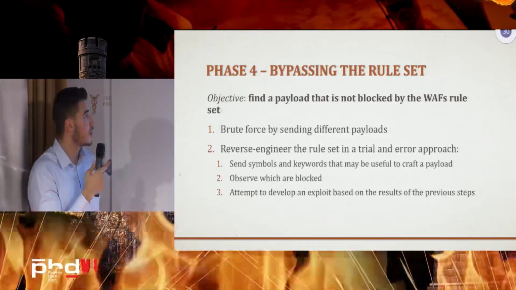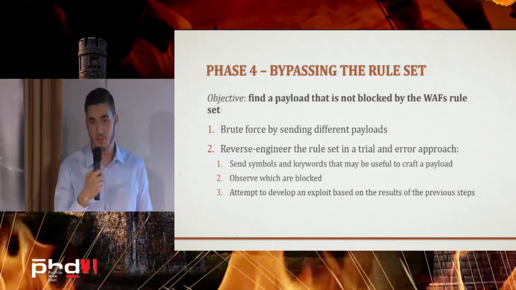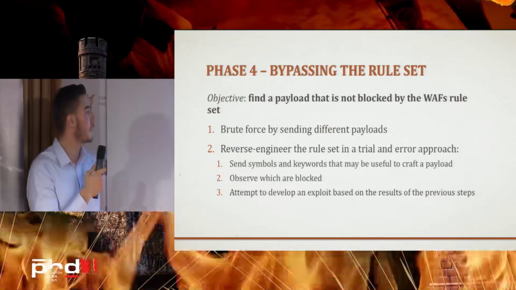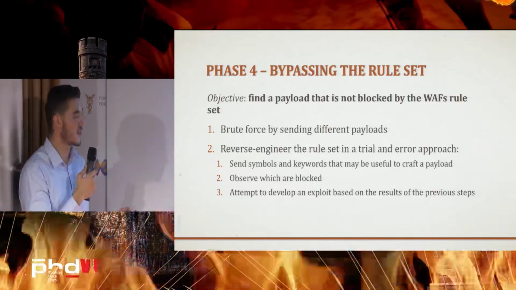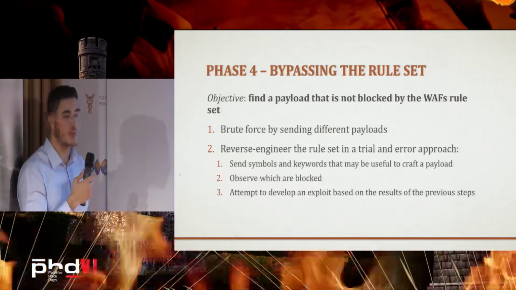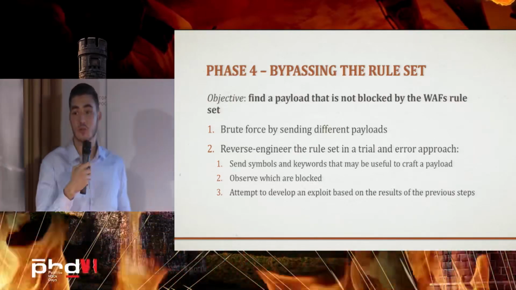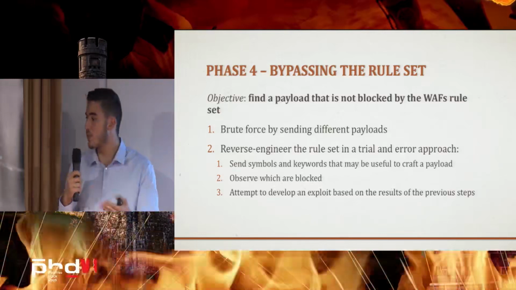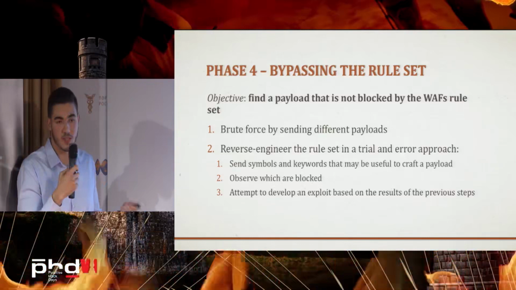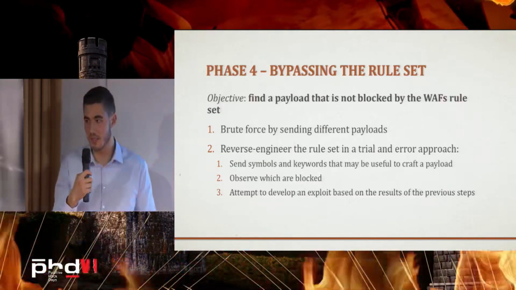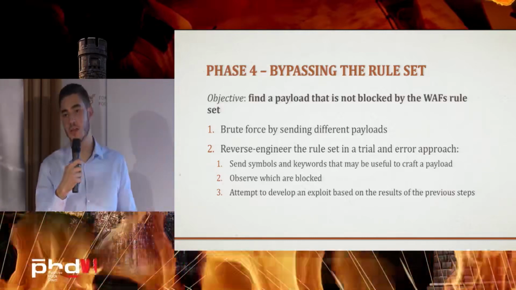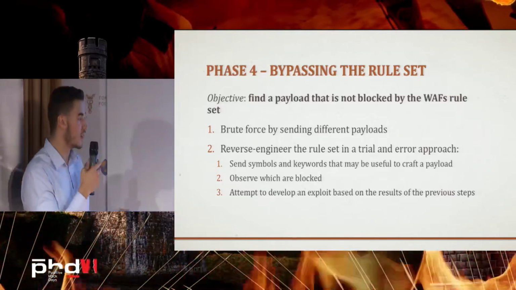And then the fourth phase is bypassing the rule set. We try to find a payload that is not blocked by the WAF. So the first attempt, as I said, is brute forcing. And the second attempt then is reverse engineering in a trial and error approach. What we try is we send different symbols and different keywords and look what is accepted by the WAF and what is not accepted. If we know what is accepted by the WAF, we can then try to find an exploit.